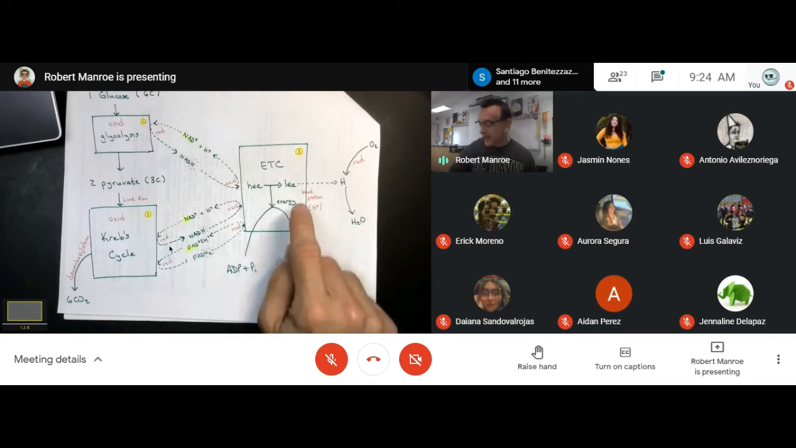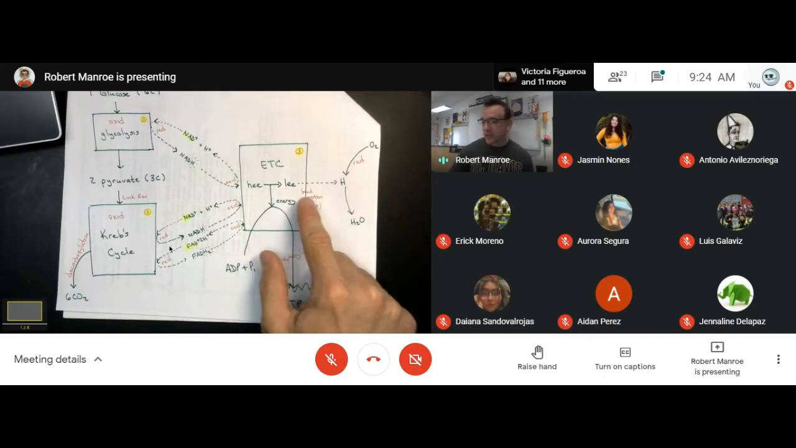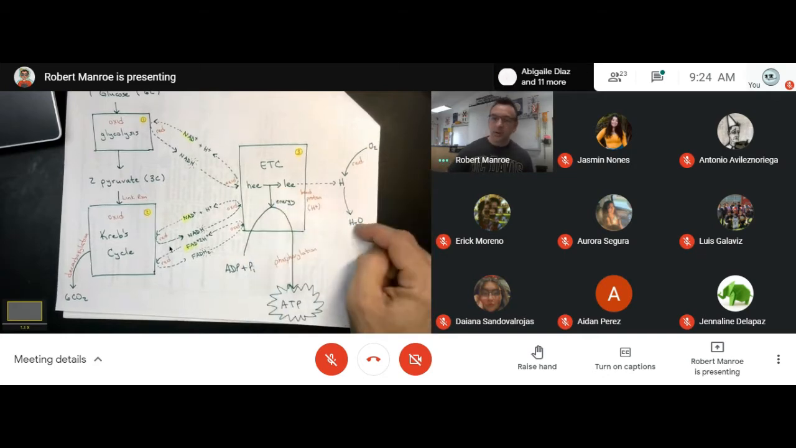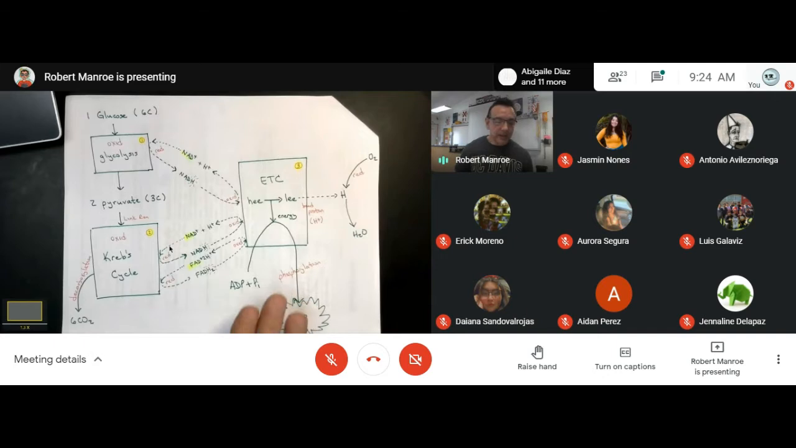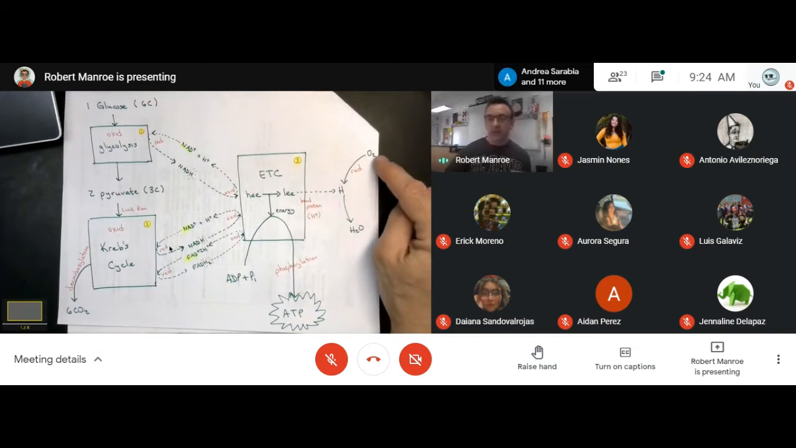And then at the end of the ETC, you have these low energy electrons, and you've got to get rid of them. So you bond them to protons and oxygen to make water. And don't forget that all eukaryotes do this. So plants do this same process. So plants need oxygen as well.